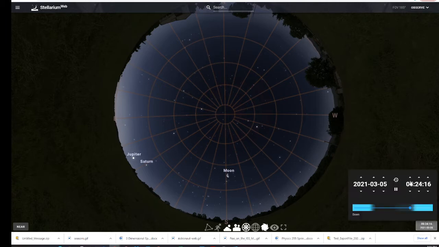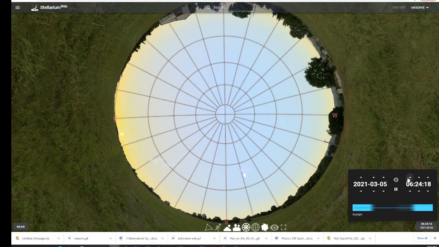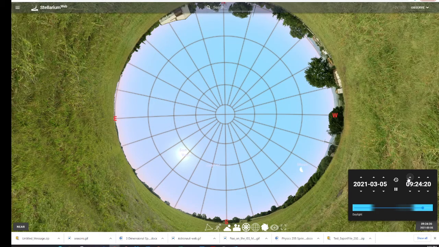So as we watch the sun progress across the sky, notice that the sun never goes directly overhead, which is indicated by the center point here, right?